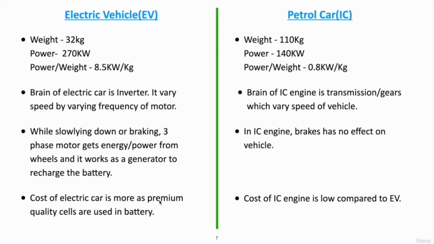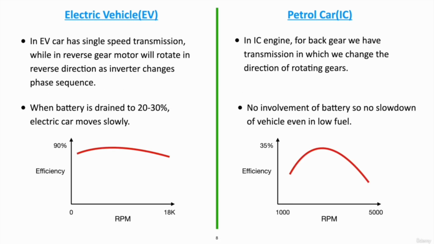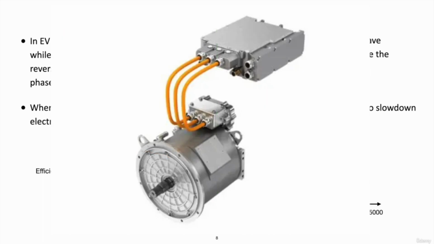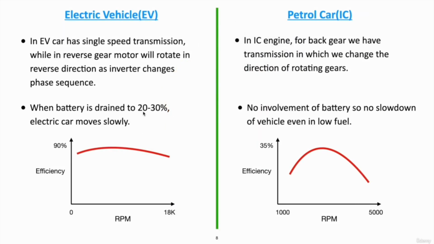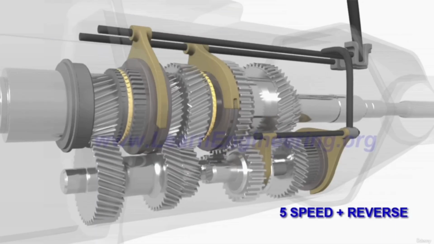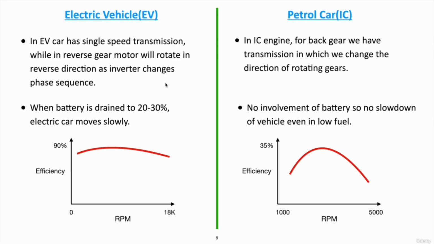Cost of electric vehicle is more as premium quality cells are used in the battery. Cost of IC engine is low compared to EV. The cost of electric vehicle is more because we need good quality, long life battery cells, whereas in IC engine we don't have any battery. In EV cars we have single speed transmission, meaning while in reverse gear the motor will rotate in reverse direction as the inverter changes the phase sequence. We will discuss the inverter later in this course. Whereas in IC engine, for back gear we have a transmission in which we change the direction of rotating gears.